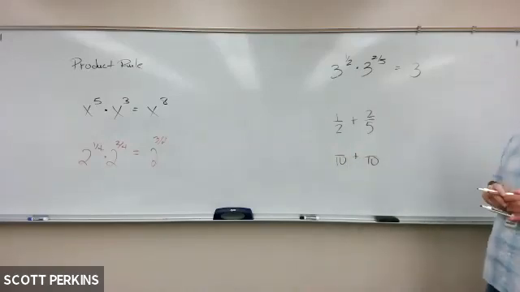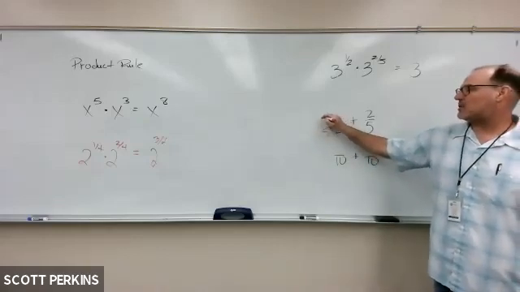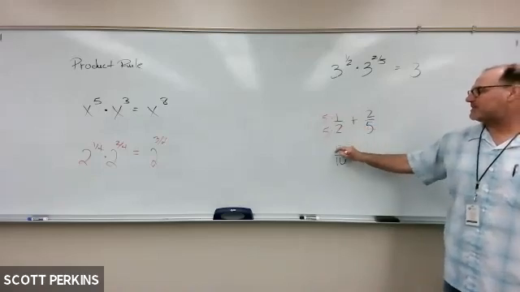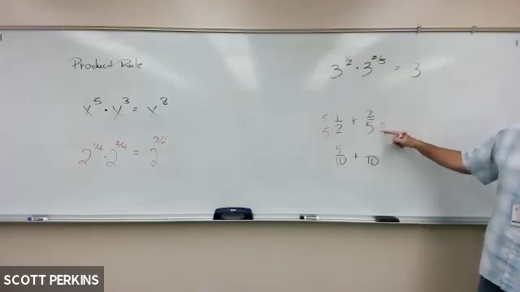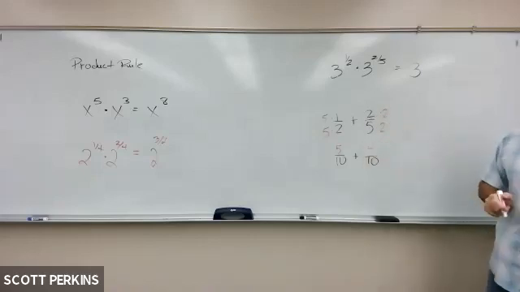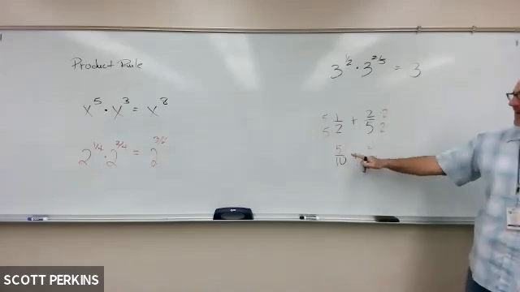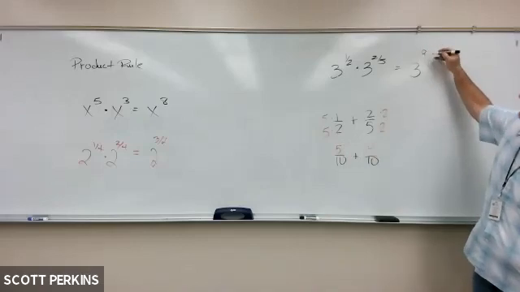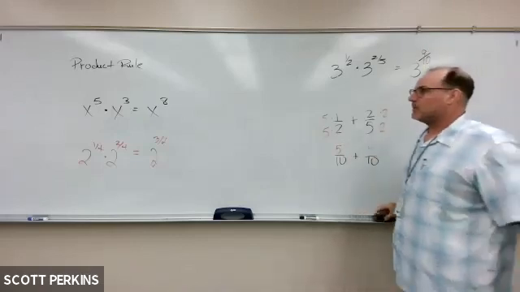These ones just have numbers. So here we go. 2 times 5 is 10. So in the top, 1 times 5 is 5 over 10. On the second fraction, 5 times 2 gives me 10. So in the top, 2 times 2 gives me 4. And now I add these two fractions. I've got 5 over 10 plus 4 over 10. 5 plus 4 is 9 over 10. 3 to the 9/10 power.